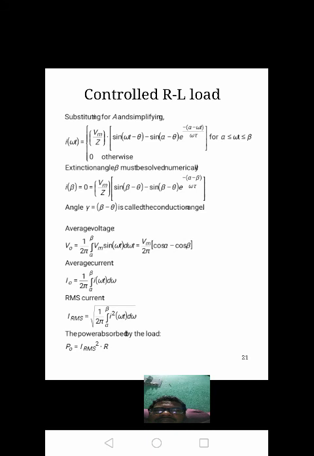The RMS current is I RMS equals square root of 1 by 2 pi integral over alpha to beta i square of omega t d omega t. The power absorbed by the load is finally P naught equals I RMS square into R. Here also the power consumption is only due to the resistive load. There is no power consumption in the inductor, because the inductor cannot absorb any power. It can store the energy in the form of magnetic field, then it discharges.